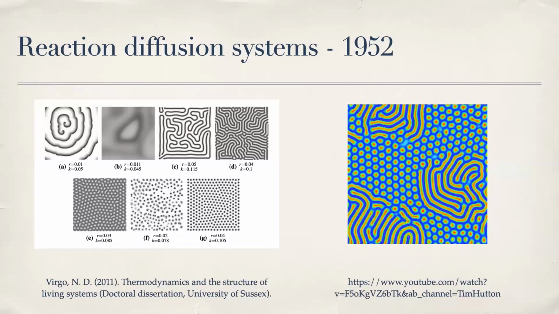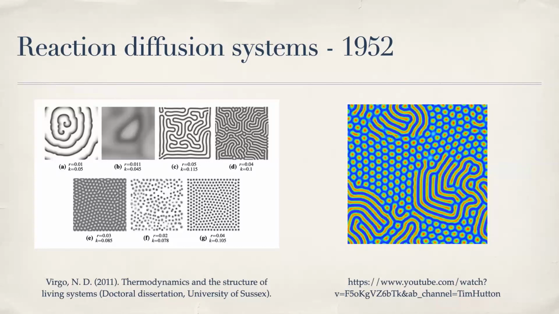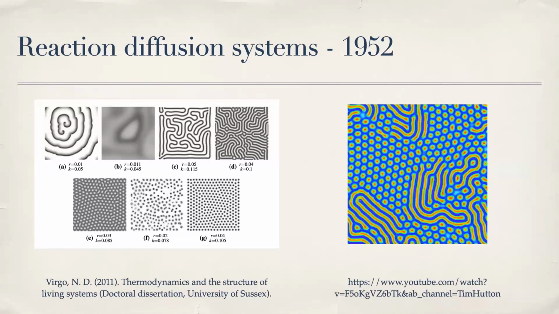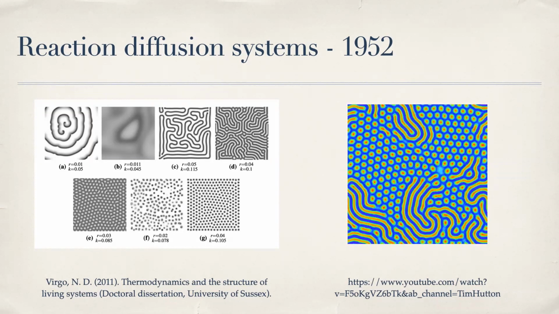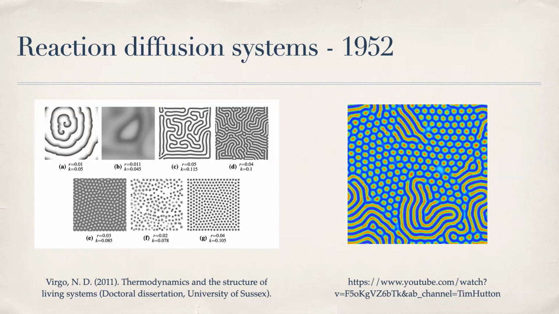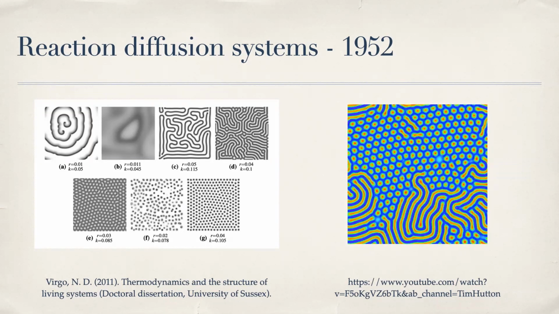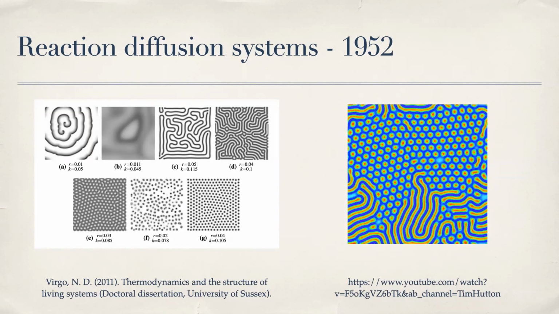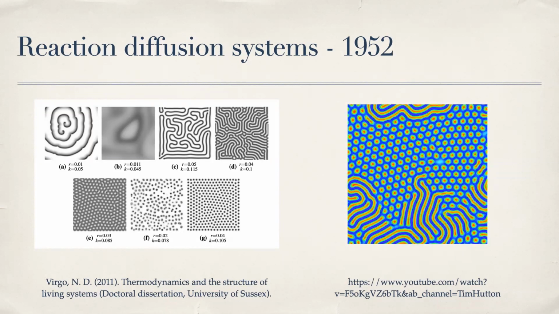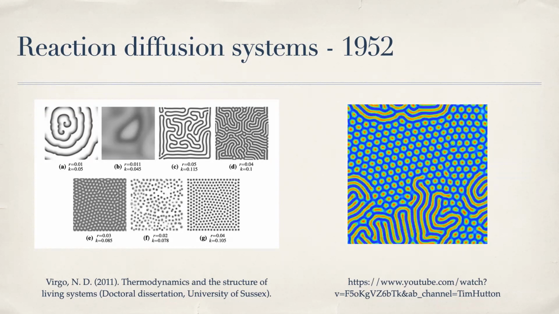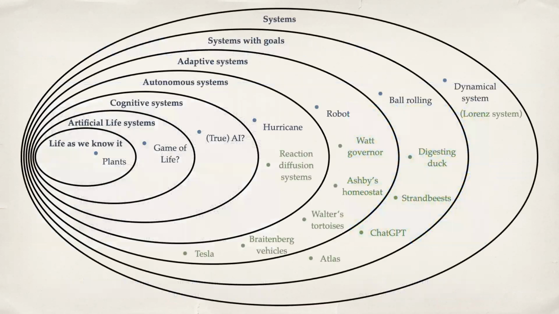I put 1952 as the beginning of these simulations because, wait, who was it? Von Neumann? No. Turing patterns. This is not a Turing pattern, but Turing actually had some ideas related to this class of simulations. Okay, so as I said, I would argue this system is autonomous. Now we are stepping into autonomy.